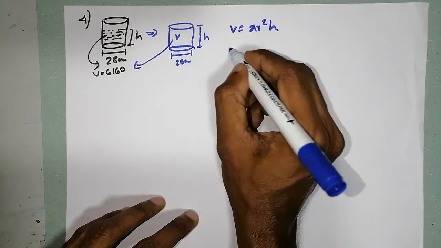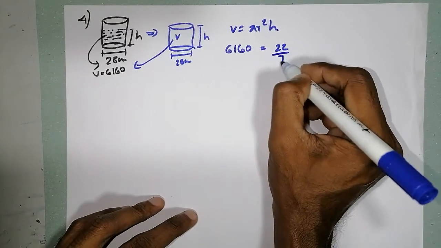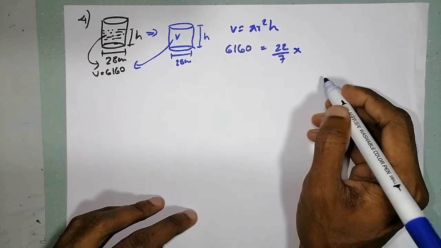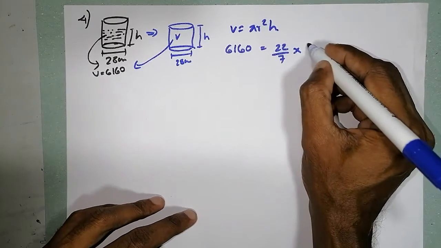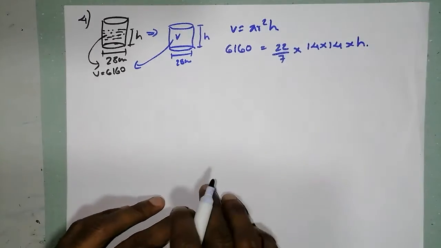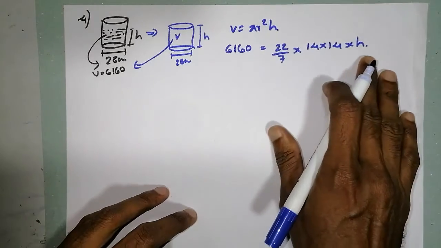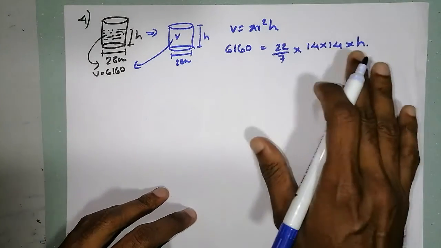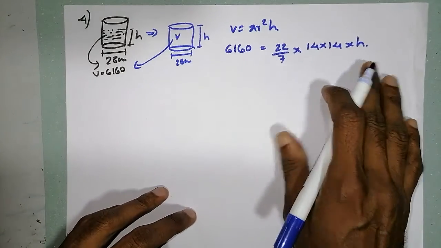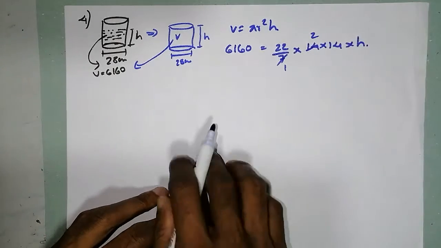So we know the volume, it's 6160. Pi is 22/7. The diameter is 28, so the radius is 14 centimeter. So we have to find the h. On this side we can do some simplification, then we'll subject the h. So 7 times 1, 7 times 2.